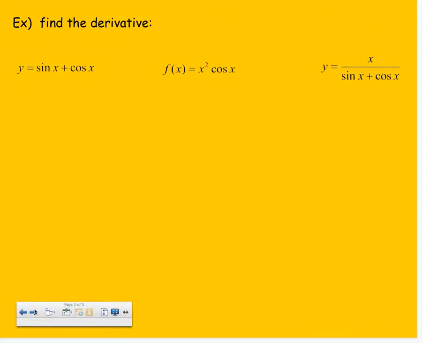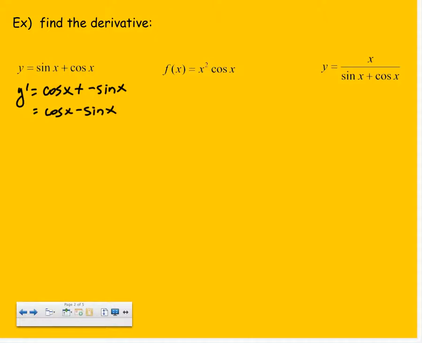Okay, so the first example, we have y equals sine of x plus cosine of x, and I want to find the derivative. So what did you say the derivative of sine of x was? Great, cosine of x. And then what's the derivative of cosine of x? Negative sine of x. So I wrote plus a negative sine of x. Personally, I would just write this like this. That was very, very simple, wasn't it?